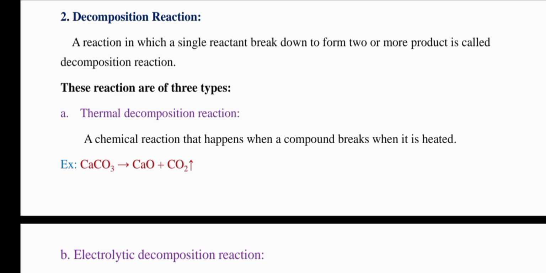Second type of chemical reaction is decomposition reaction, a reaction in which a single reactant breaks down to form two or more products. There are 3 types of decomposition reaction. Let me discuss one by one. Thermal decomposition reaction: a chemical reaction that happens when a compound breaks down when it is heated. For example, when calcium carbonate is heated, it forms calcium oxide and carbon dioxide.